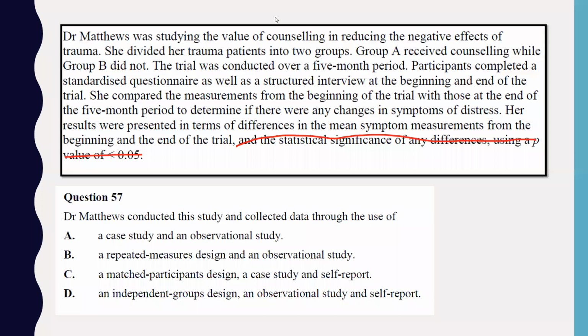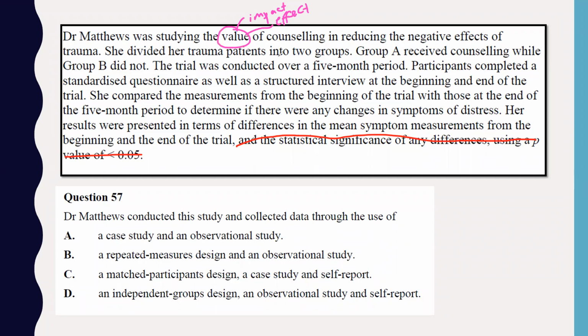Okay, this question, I don't know if you guys realize, but this question is a little, not tricky, but a little confusing in terms of the options that are given. First of all, it says Dr. Matthews was studying the value, which in other words is the impact or the effect. Okay, if you ever see the word value, we don't generally use the word value, but this is a question from one of the older exams. So generally when it says the impact or the effect, that's another word for value. Okay, so the effect or the value of counseling in reducing the negative effects of trauma.